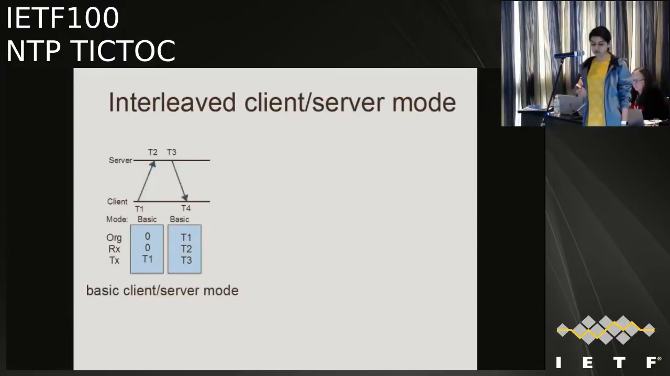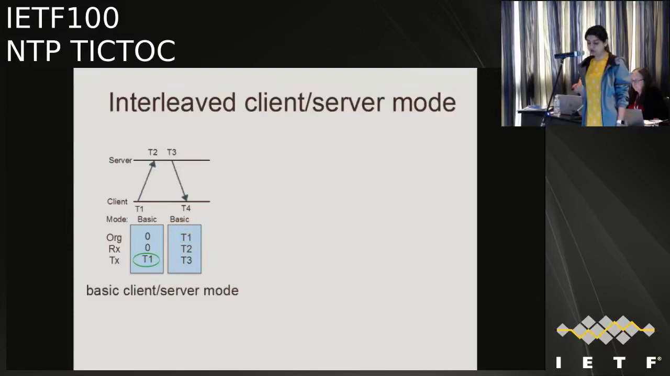So what happens in basic client-server mode? Well, this is a client, a server, and these are the request and response packets. We have origin timestamp, receive timestamp, and transmit timestamp on these packets. In basic mode, in the client request, the origin timestamp is 0 or random, and in the response packet from the server, the origin timestamp is equal to the transmit timestamp of the client query. This is how basic client-server mode works.